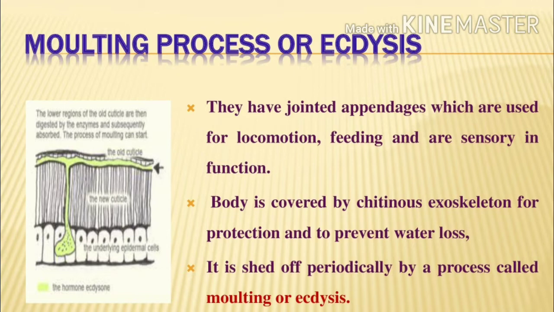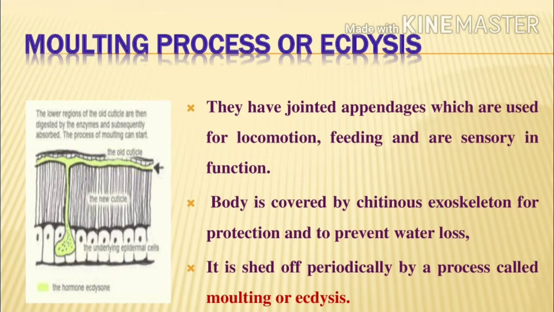What is the correct meaning of molting? The lower regions of the old cuticle are digested by the enzymes, and subsequently it can be absorbed. So this process is called molting. What is molting? See the picture. This is the underlying epidermal cells, and in between is the new cuticle, and above it is the old cuticle. The old cuticle is at the lower region of the phylum Arthropoda. The old cuticle is digested by the enzymes.